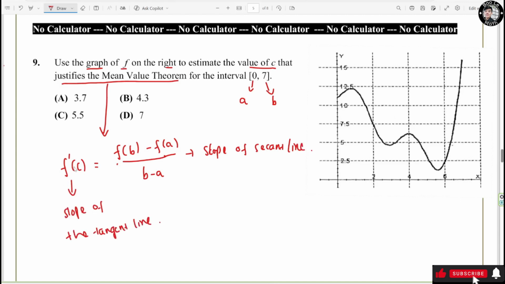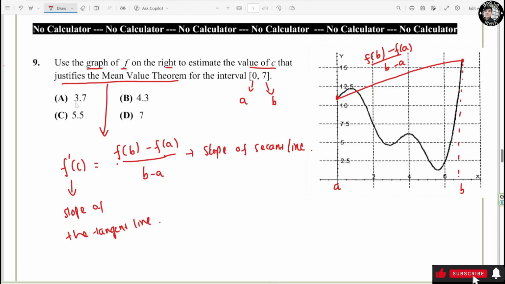So if these two slopes are equal, the two lines must be parallel. Now a equals 0, and then f of a should be right here. b equals 7, f of b should be right here. We connect these two points. And the slope of the secant line is f of b minus f of a over b minus a. This one is a, this one is b.